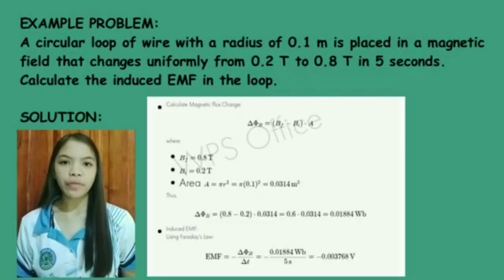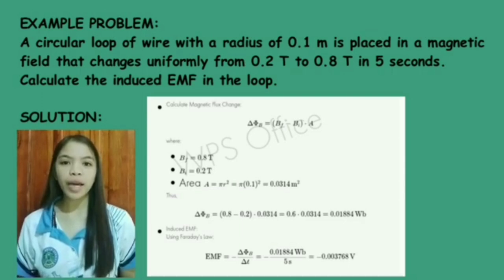So this problem involves a circular loop with a radius of 0.1 meters placed in a magnetic field that changes from 0.2 Tesla to 0.8 Tesla in 5 seconds. To solve it, we first calculate the area of the loop using the formula A equals pi r squared, which gives us an area of approximately 0.0314 meters squared.